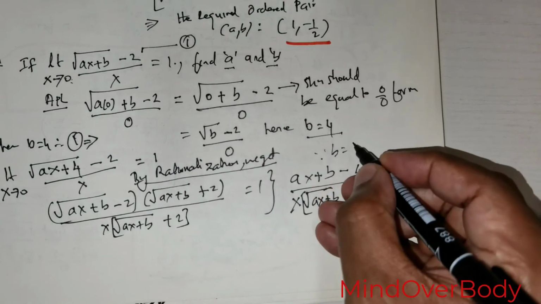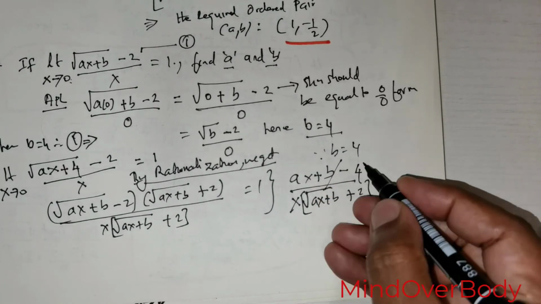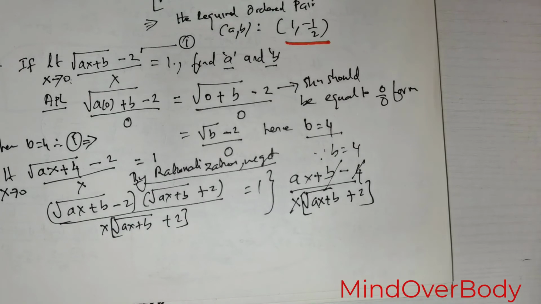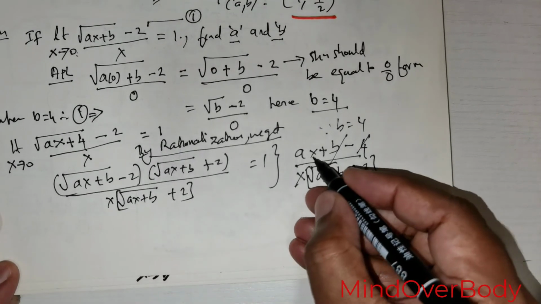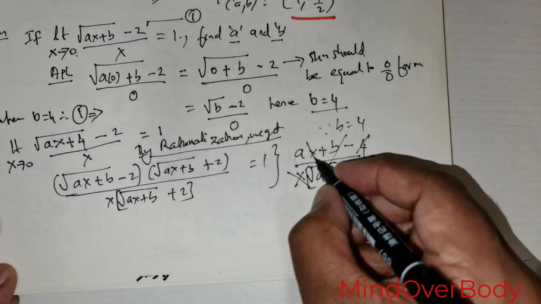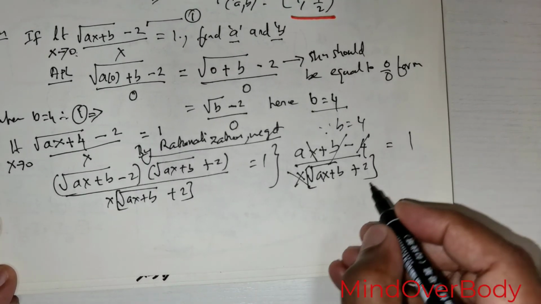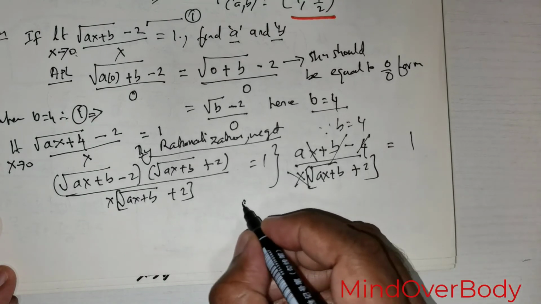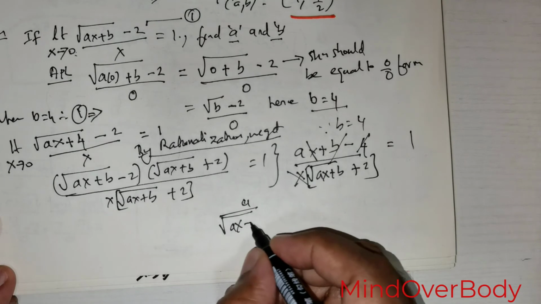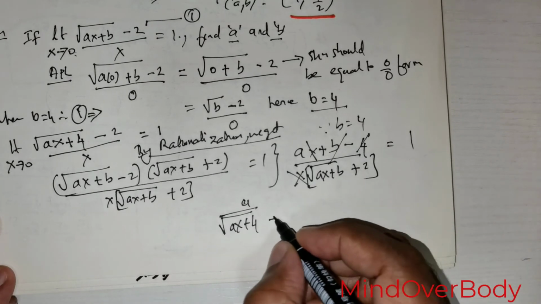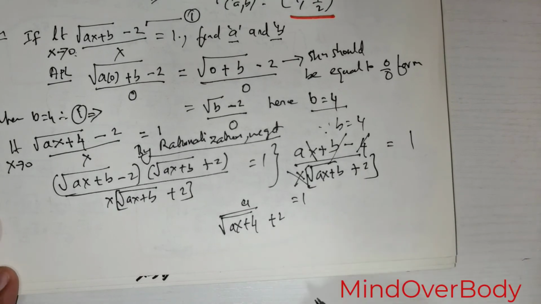Now since b is equal to 4, clearly these two can be cancelled. So if these two can be cancelled, I am left with ax divided by x, which can be cancelled. Of course I get 1, so this is going to be a divided by root of ax, plus root of 4, plus 2 is equal to 1.